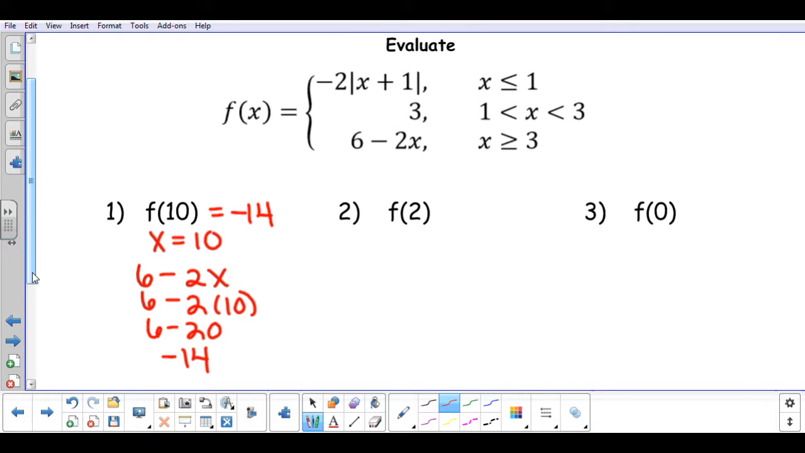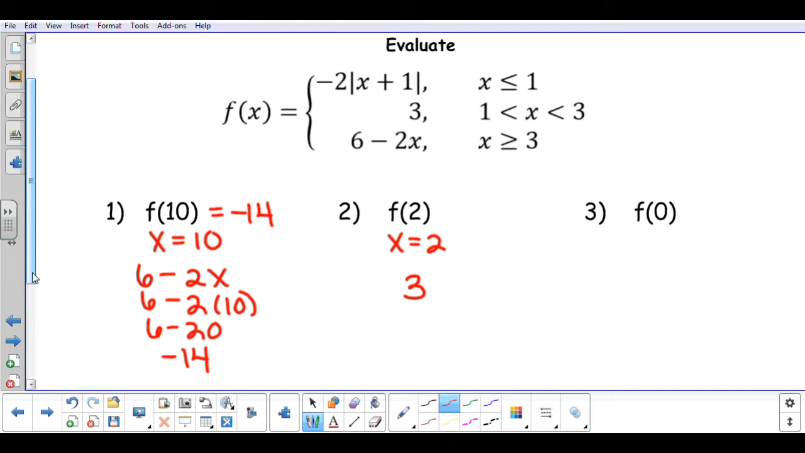Number 2, I'm going to do the same way. I'm going to plug my 2 in until I determine where my true value comes from. So if I start at the top and I put in my 2 for x, my 2 is less than or equal to 1. That's going to be false because 1 is bigger than 2. So if I look at my second equation, I have 1 is less than 2, which is less than 3. This is true because 1 is less than 2 and 2 is less than 3. So my value is going to come from the function 3. There are no x values, so my answer, my y, is 3.